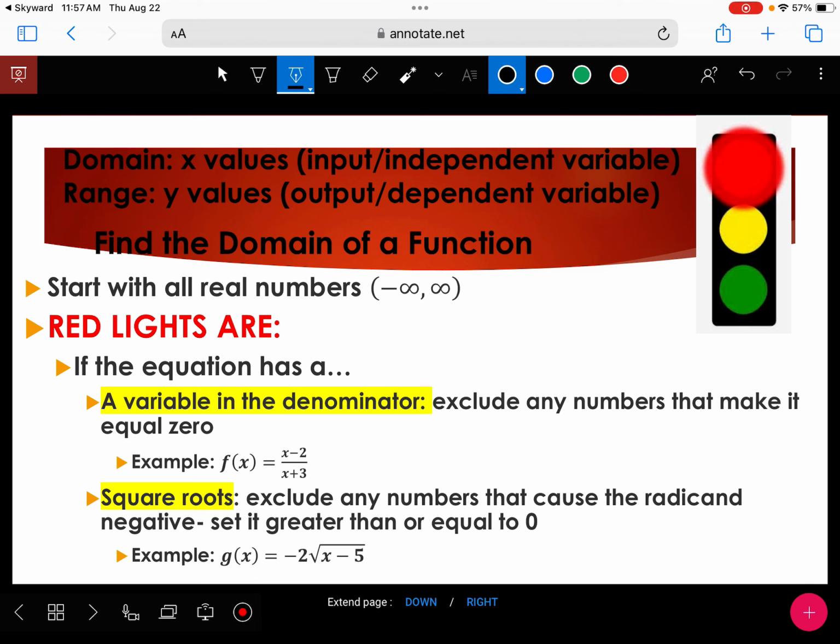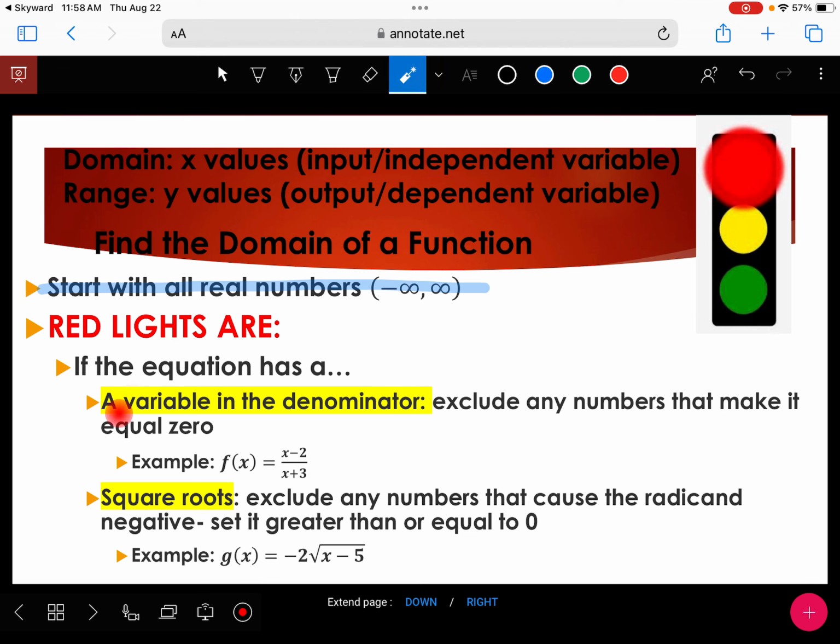So every single function starts out with a domain of all real numbers. I know mine might look a little different from yours, but every single function starts off with a domain of all real numbers. Everything is in interval notation. So we start off with all real numbers, and we stay with all real numbers unless we hit one of these red lights. I like to call them a red light because that's when we've got to stop.